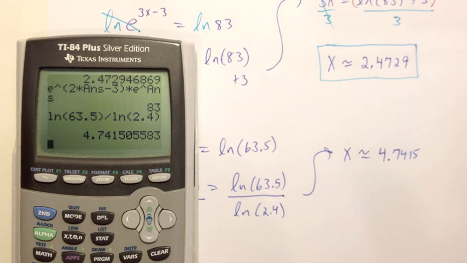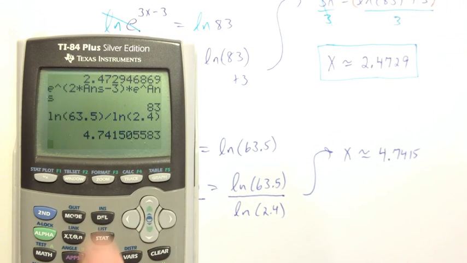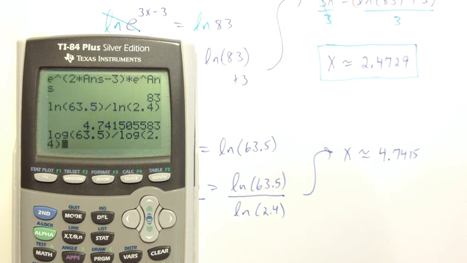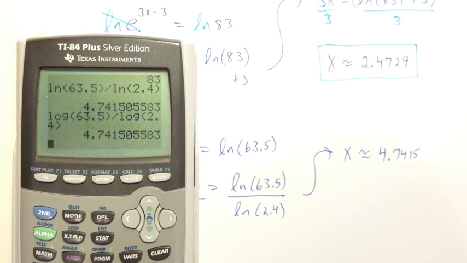I mentioned that we could have used natural log or common log, so let me enter this again, but using the common log button. So common log of 63.5 divided by the common log of 2.4. And if I'm telling the truth there about it not mattering what type of log you use, I should get the same answer. And there we go, it is in fact the same. So you can make the choice whether you want to use natural log or common log.